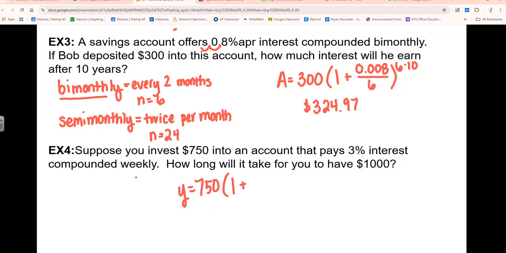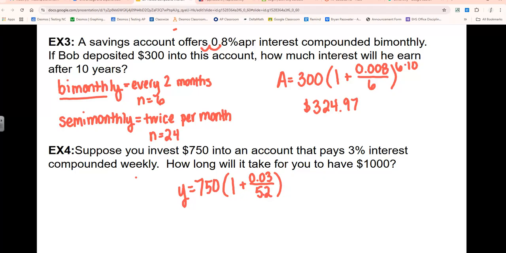So, 3% is 0.03. All right, compounded weekly, 52 times per year. How'd you get that? Because there's 52 weeks in a year. Hannah's looking at Daisy like she's a genius.